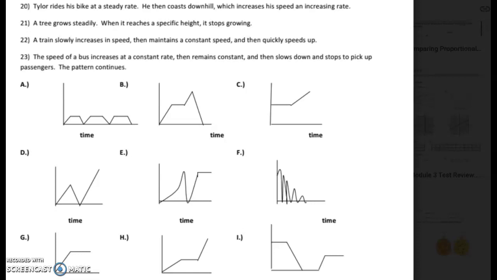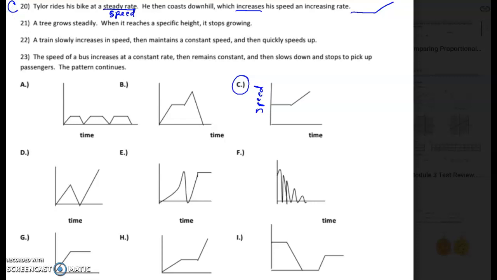If we look at number 20, Tyler is riding his bike and he is at a steady rate. So when we're talking about that rate, we're talking about speed. And then he coasts downhill, which increases his speed. So he's going to be going at a steady rate, and then all of a sudden it's going to increase. So the best answer would be C. And with this graph, speed is going to be our vertical axis. So for number 20, it is C.